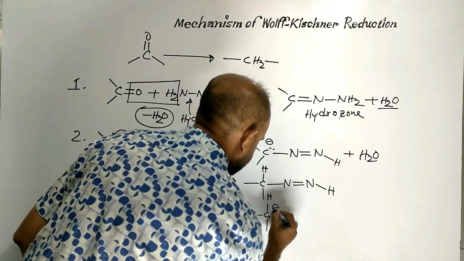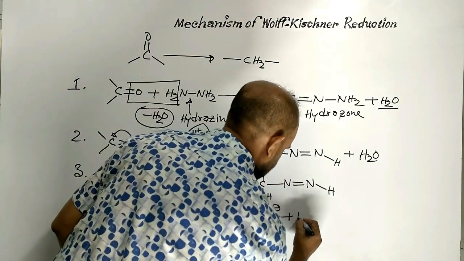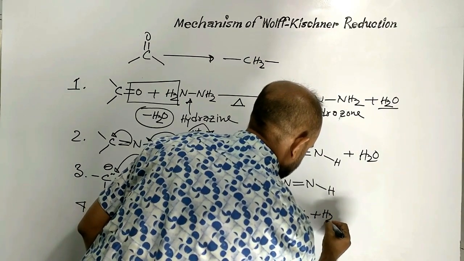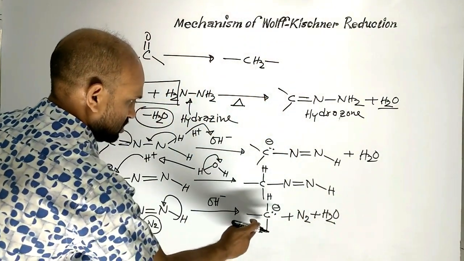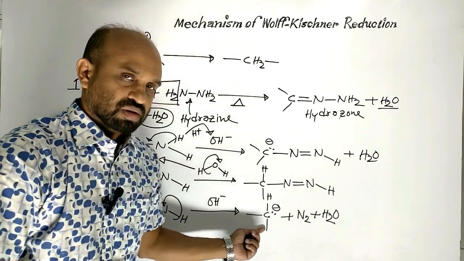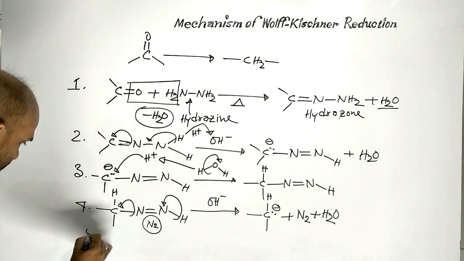Products from step 4 are this: this carbon becomes negative in charge, nitrogen and water. So, a negatively charged carbon species is formed.